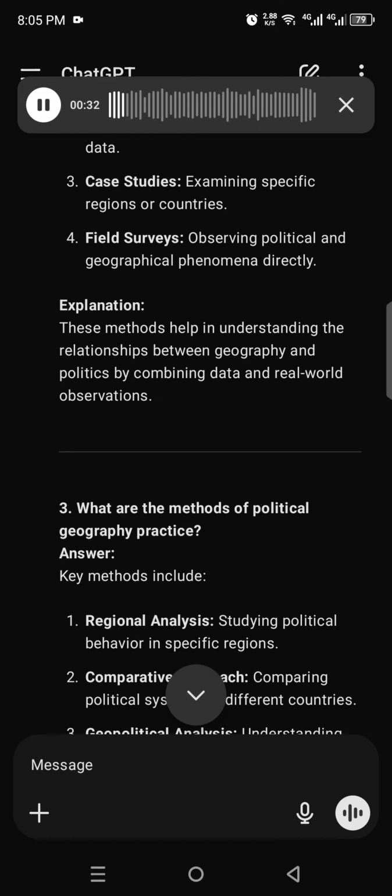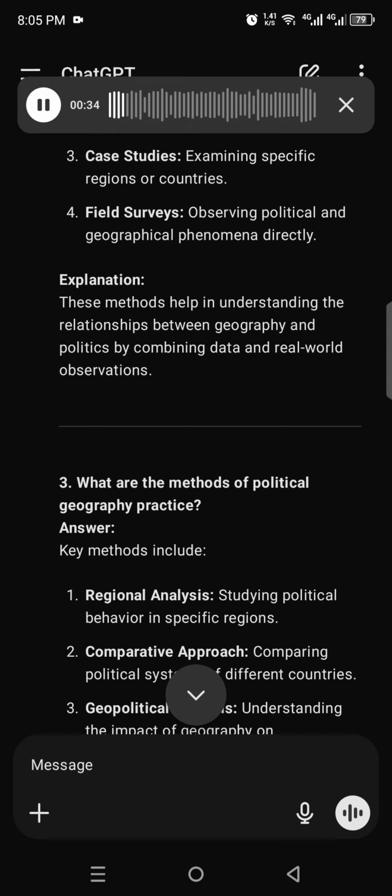Explanation. These methods help in understanding the relationships between geography and politics by combining data and real-world observations. 3. What are the methods of political geography practice? Answer. Key methods include 1.